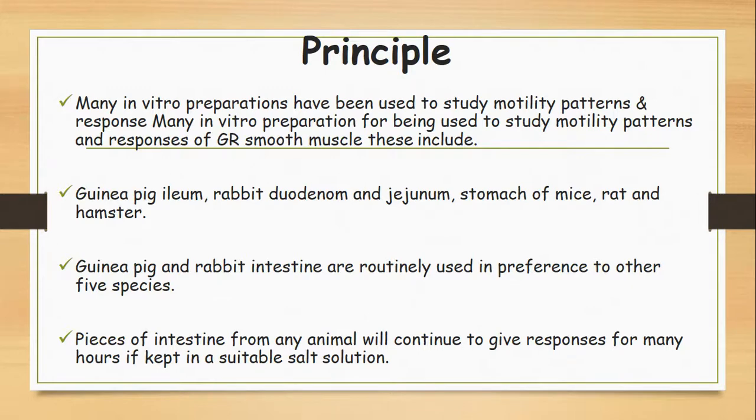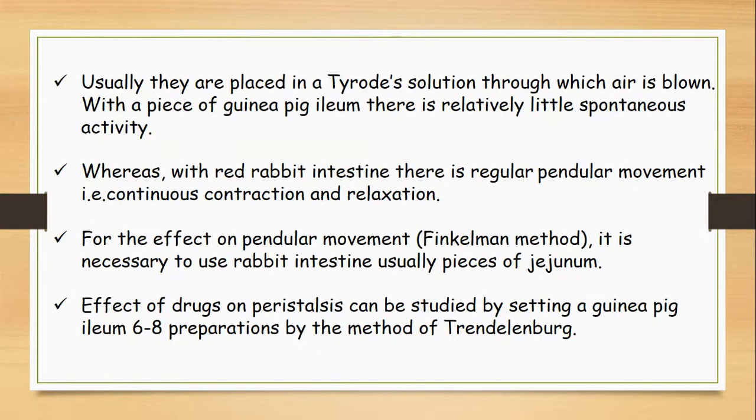Pieces of intestine from any animal will continue to give response for many hours if kept in a suitable salt solution. Usually, they are placed in thyroid solution through which air is blown. With a piece of Guinea pig ileum, there is relatively little spontaneous activity, whereas with rabbit intestine, there is regular pendular movement, that is continuous contraction and relaxation.